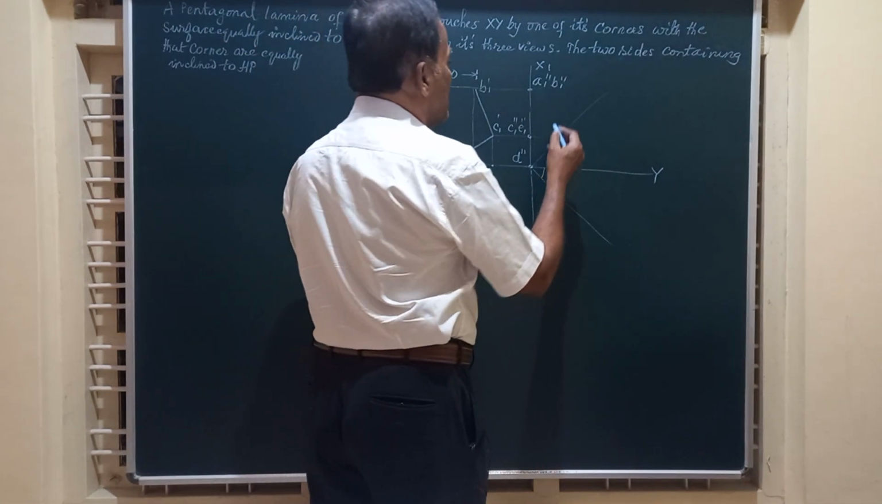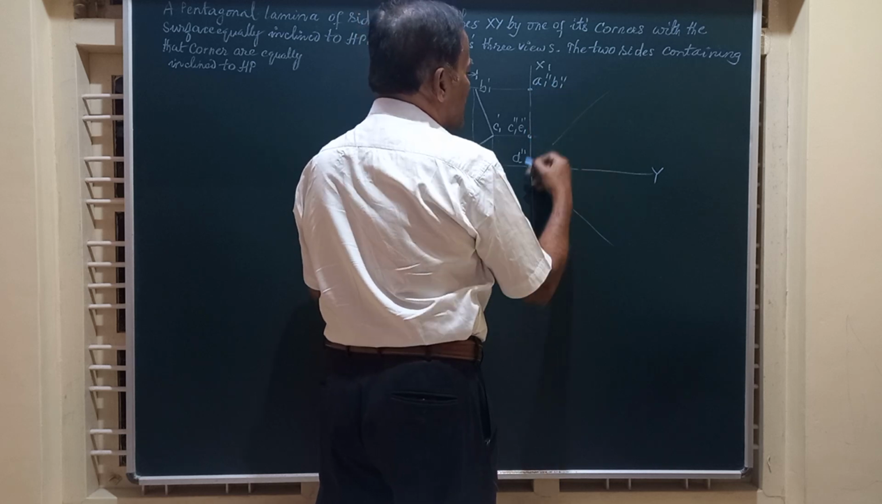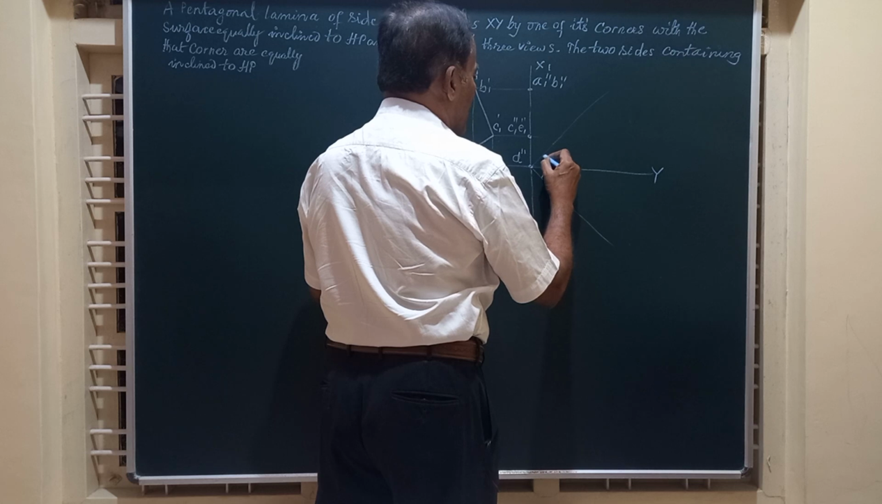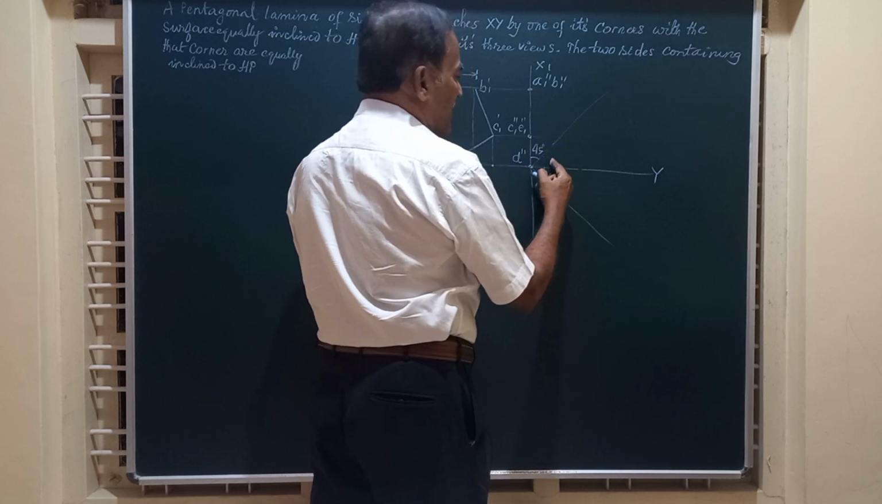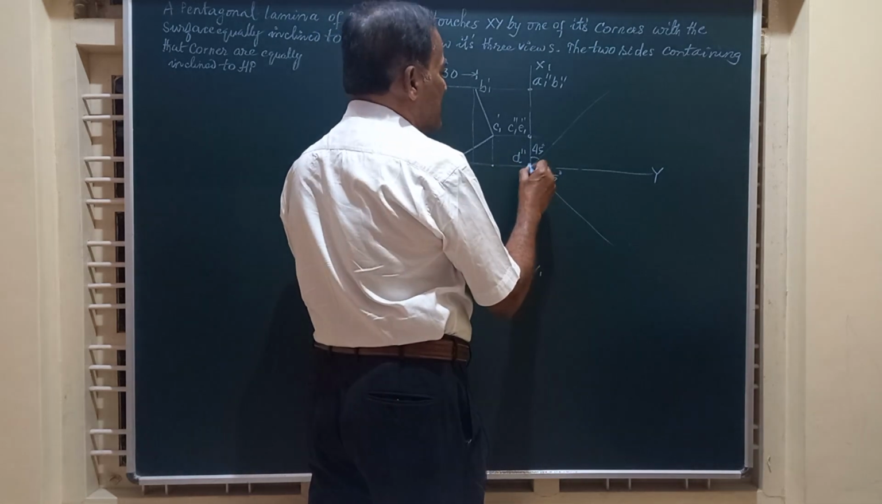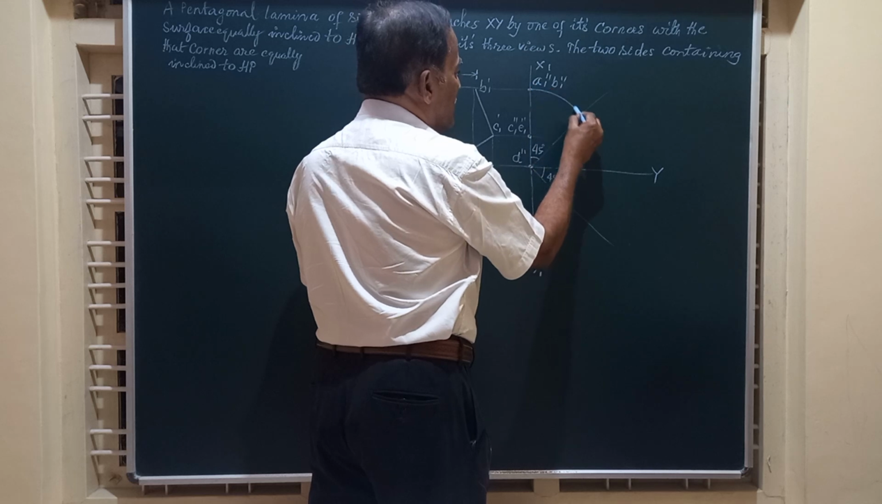And hence friends, let me transfer this point A1 double dash to this line, which is at an angle of 45 degrees to VP and 45 degrees to HP. So with center D double dash and radius equal to this height, I am going to draw an arc.